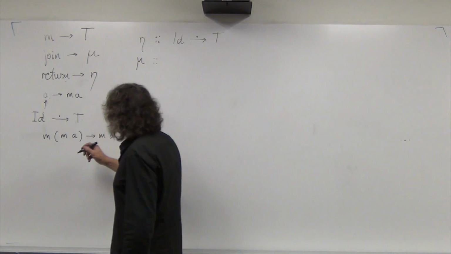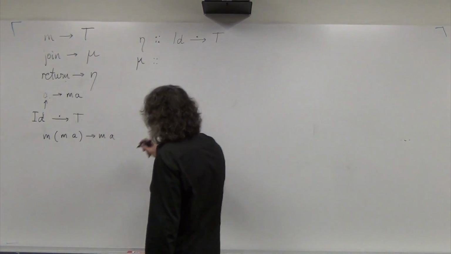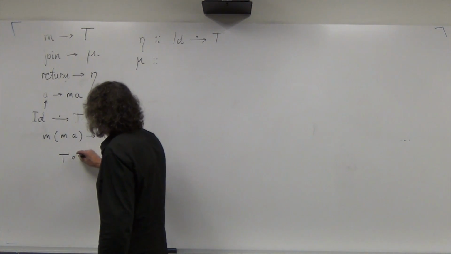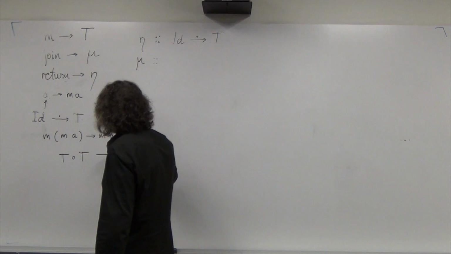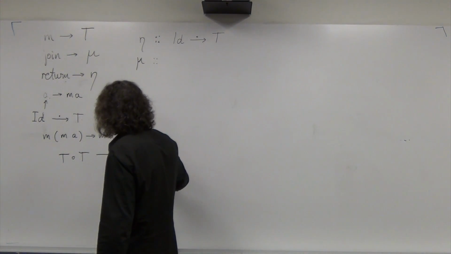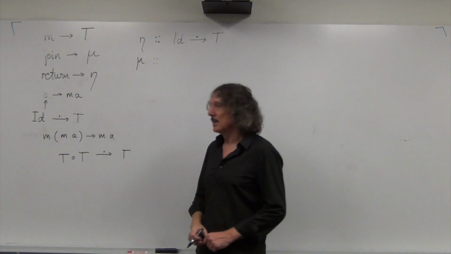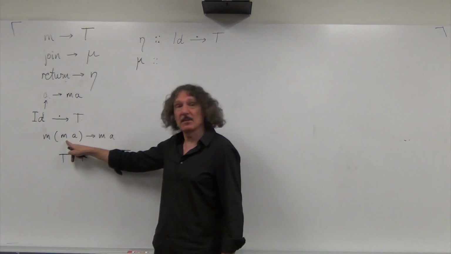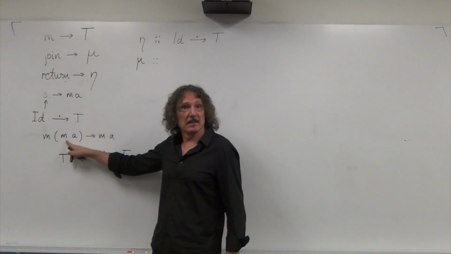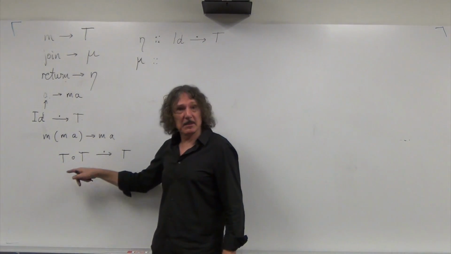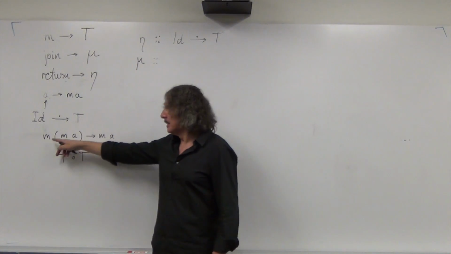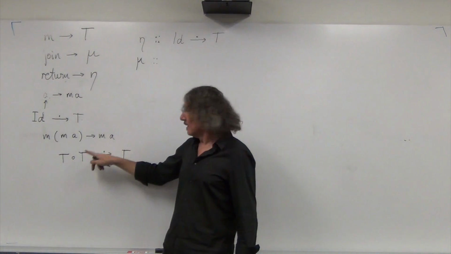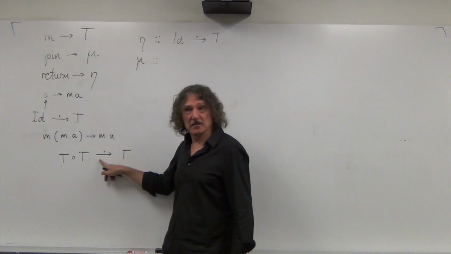So this, in mathematical notation, would be T circle T going to T, a natural transformation, right? Double application of T in components, it will give you this, right? Double application of a functor in components is this. Single application of functor, right? It's a natural transformation, right?